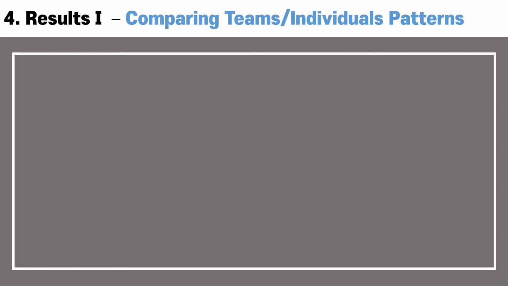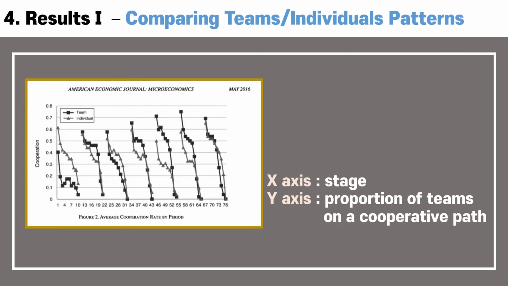The authors have reported results of this game in two parts. First, comparing patterns of play between individuals and teams. And second, understanding team behaviors by analyzing team dialogues. First, we will see results for comparing teams' and individuals' patterns. The graph is provided for a brief view of results. The X-axis represents stage games, and the Y-axis represents the proportion of teams on a cooperative path.